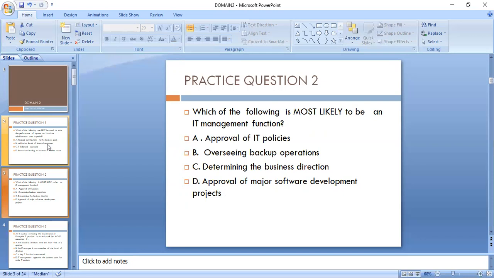Don't fall into the temptation of picking D. Because if a software development project is major to the organization, the governance of enterprise IT requires that it is the board that will approve it, perhaps through the IT strategy committee. If IT management is approving the major software development, it means IT is operating in a silo, which is exactly what COBIT is trying to discourage. So the best answer here is B.